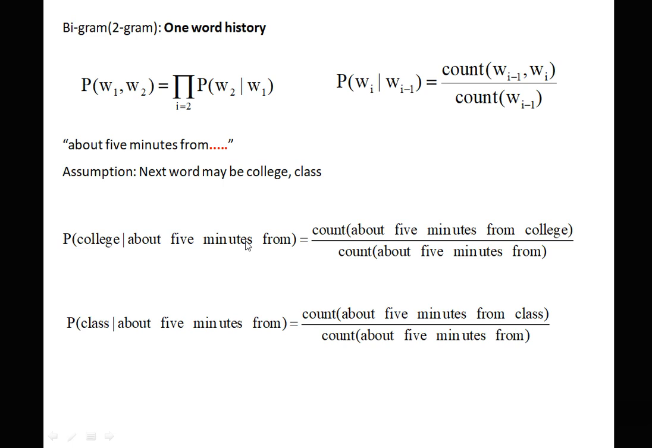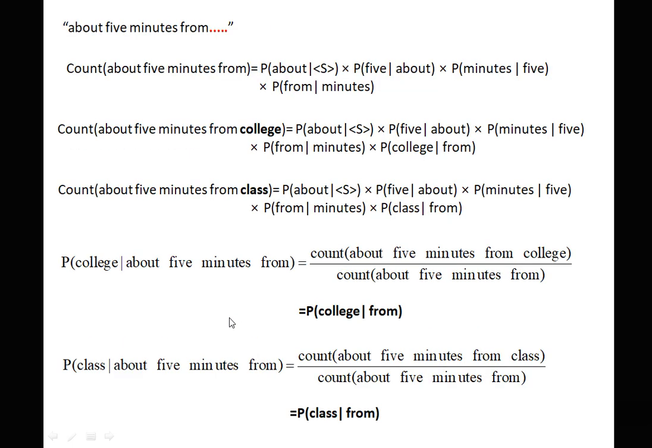Now we break down this equation into smaller parts. "About 5 minutes from", this is our denominator. Now here the probability of about is an independent probability, but we can take it with the start of the sentence. This indicates the start of the sentence.